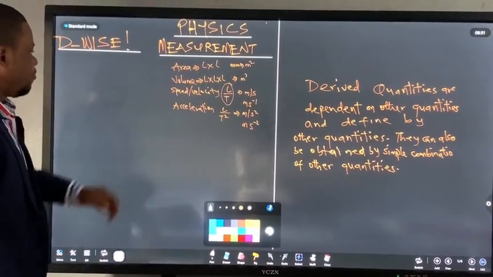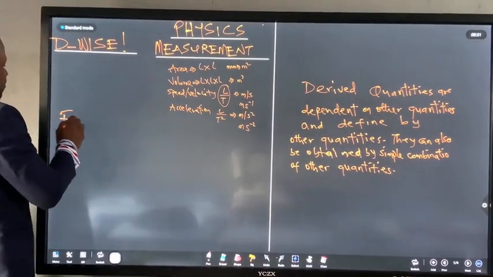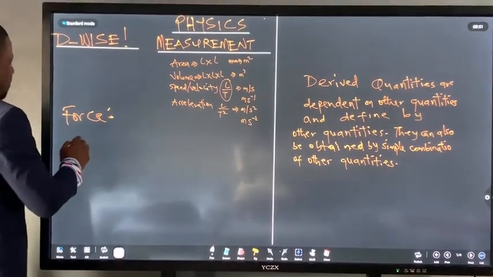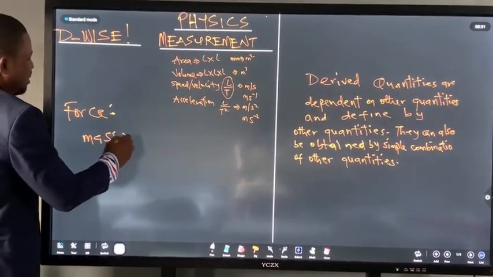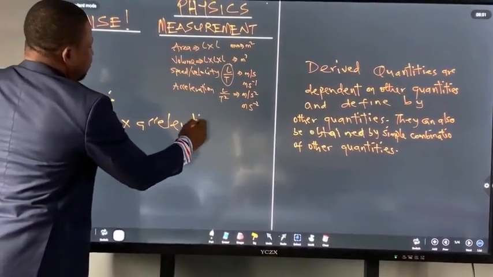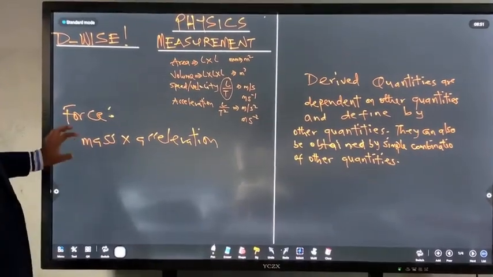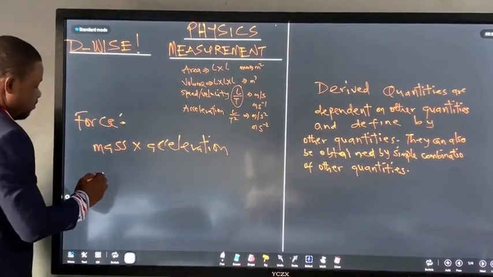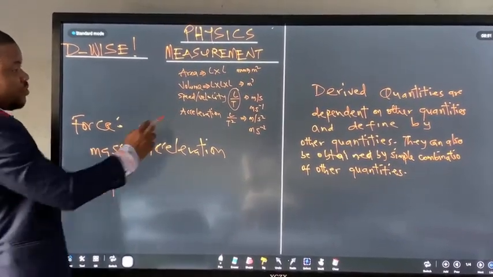Then we have force. Force is mass times acceleration. What is mass? Mass is kilogram. This is m. And acceleration is what?